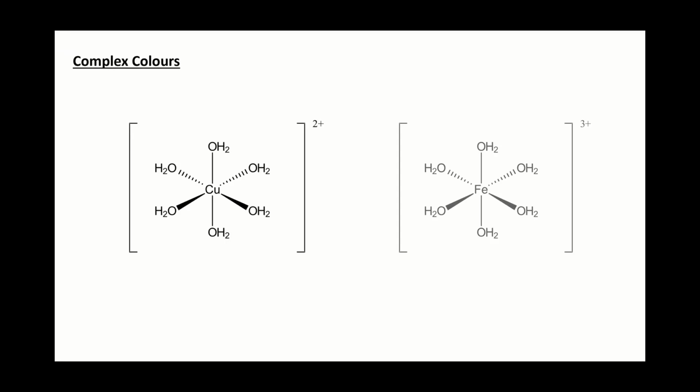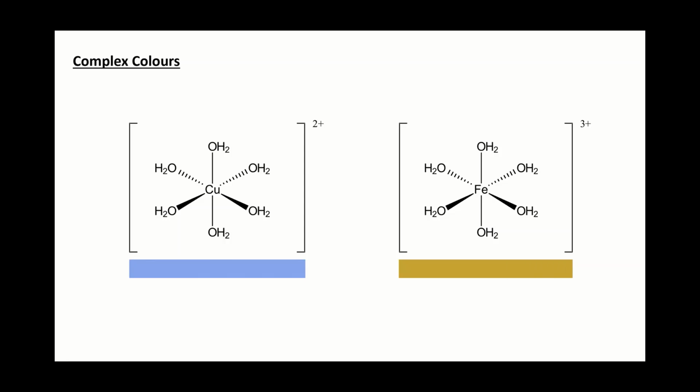Now, I've mentioned hexaaquacopper(II) quite a couple of times now. Here I'm also going to introduce hexaaquairon(III), the copper one being blue and the iron one being yellowy brown. Transition metal complex solutions are generally coloured, but why is that?